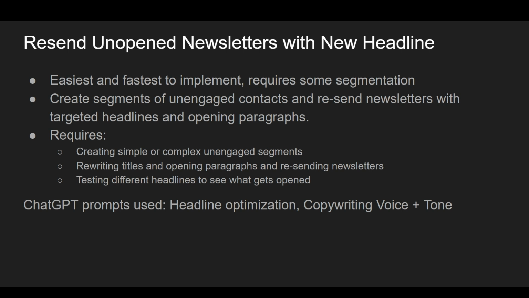And you can create fairly simple segments that just target people who haven't opened any of your newsletters for a certain amount of time. And then you just need to duplicate the last email that you sent or one of your recent emails, edit the email headline and the first sentence of the body copy. And of course, you can make any other changes that you want and then send it to that unengaged segment. And this is another one where you can use the headline optimization and copywriting voice and tone prompts. And I particularly like this one because it makes it easy to bring the contacts that I re-engage right back up to speed on what I'm doing right now instead of creating a whole separate campaign to try and re-engage them.